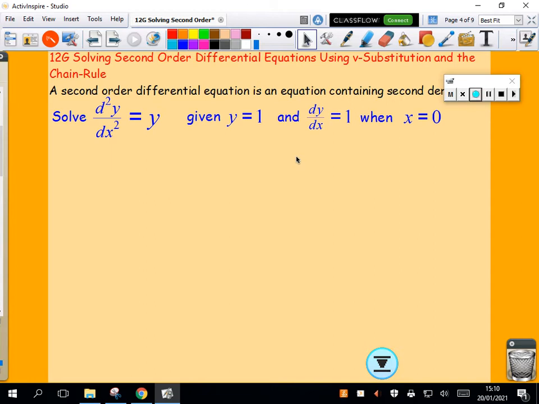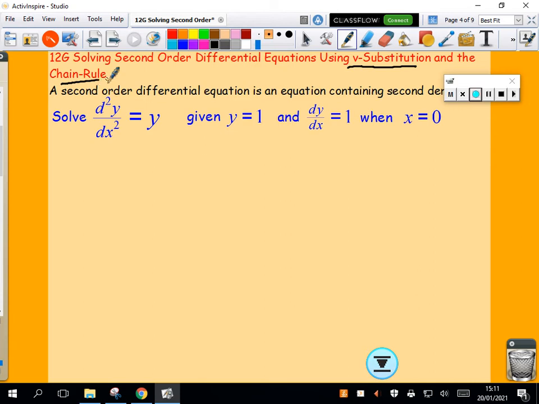And dy/dx is equal to 1 when x is equal to 0. So that's what I want to say. So I want to solve this differential equation: d²y/dx² equals y, given y equals 1 and dy/dx equals 1 when x equals 0. I'm going to go through this full thing from start to finish. Again, we're going to use a combination of the v substitution and the chain rule.